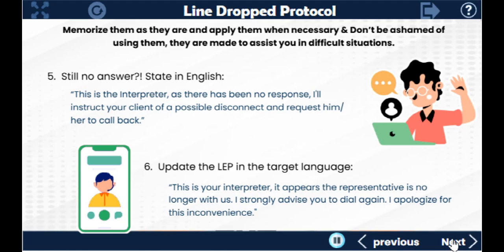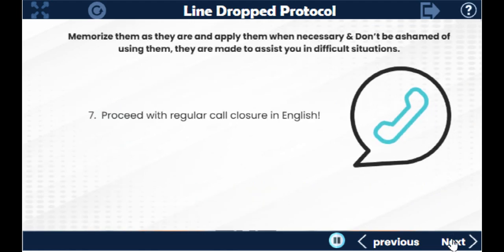Update the LEP in the target language. "This is your interpreter. It appears the representative is no longer with us. I strongly advise you to dial again. I apologize for this inconvenience." Proceed with regular call closure in English.